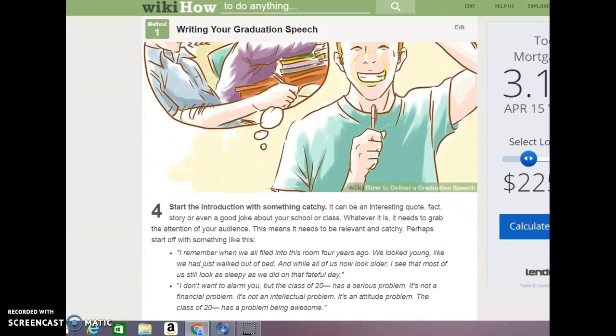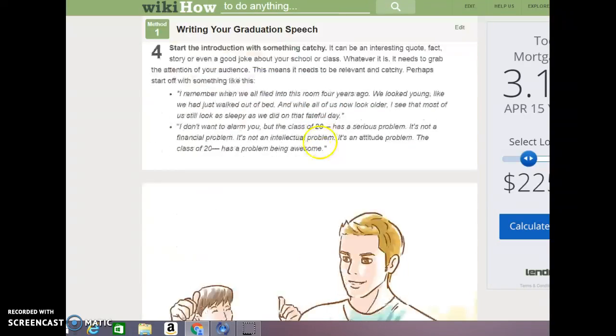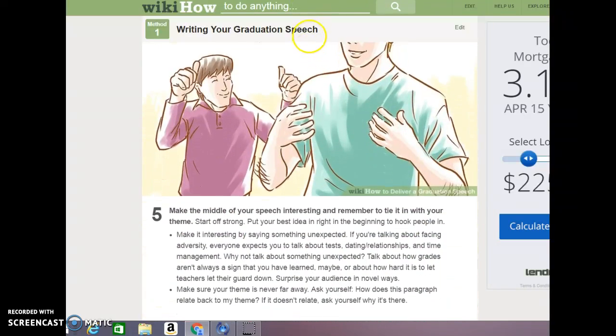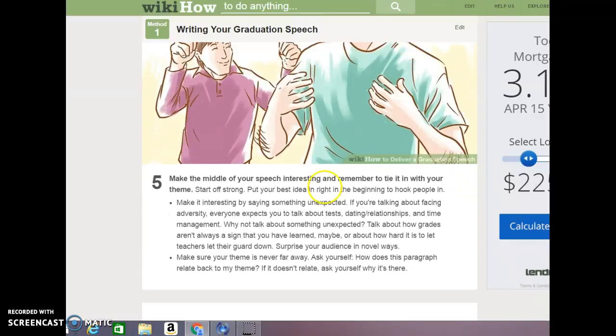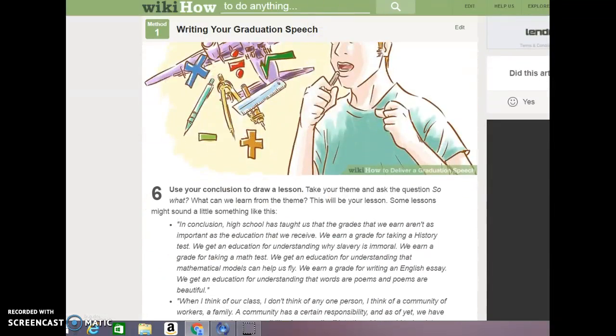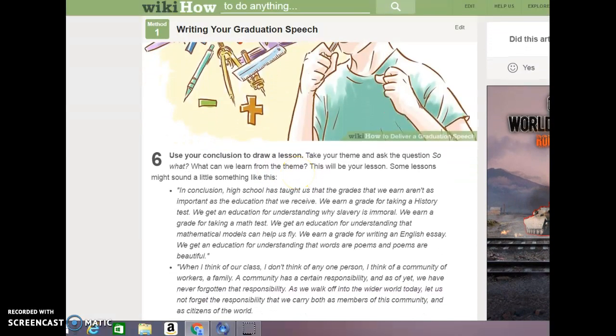So start with something catchy in the introduction. It could be a story. It could be a quote. And you can read their examples there. And then in the middle of your speech, remember to make it interesting. You can tell some stories of things that happened while you were in some of the different grade levels. Then you have the conclusion, right? And again, you want to talk about your theme again.